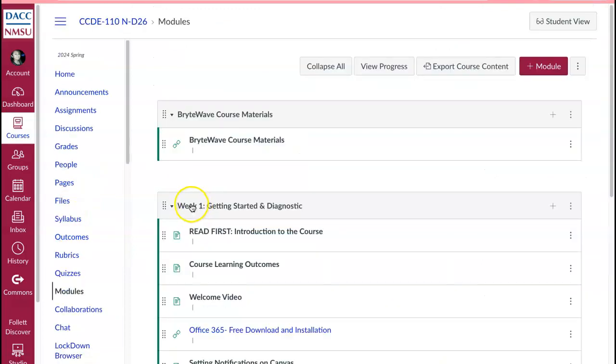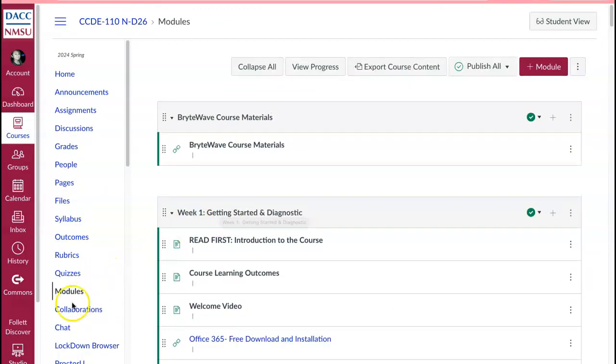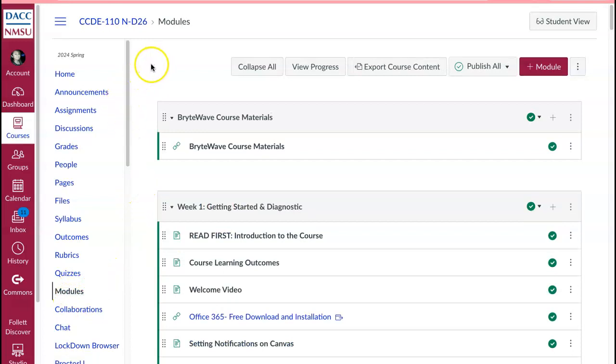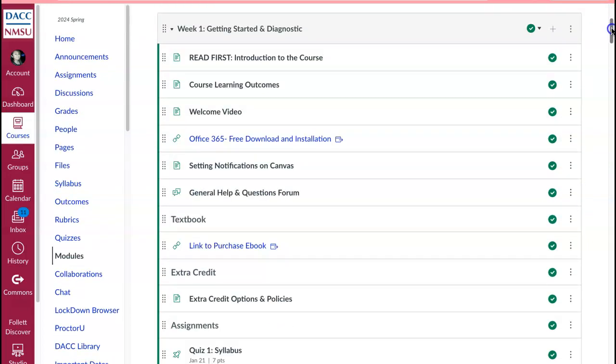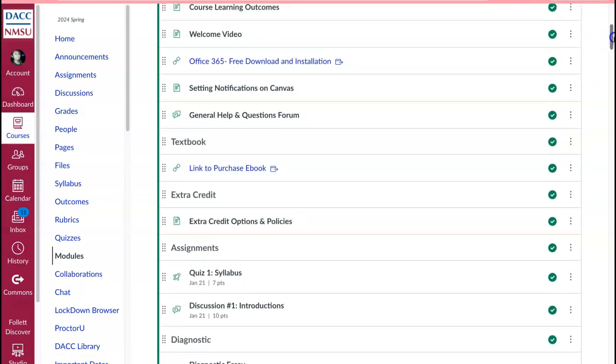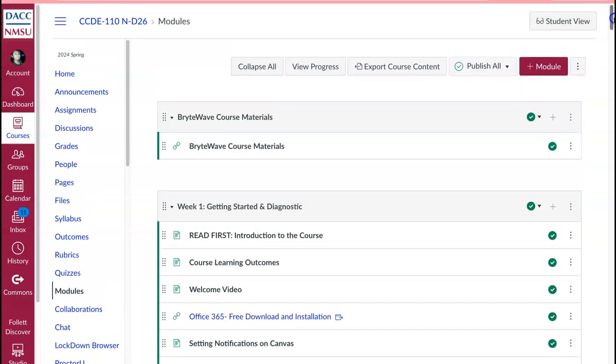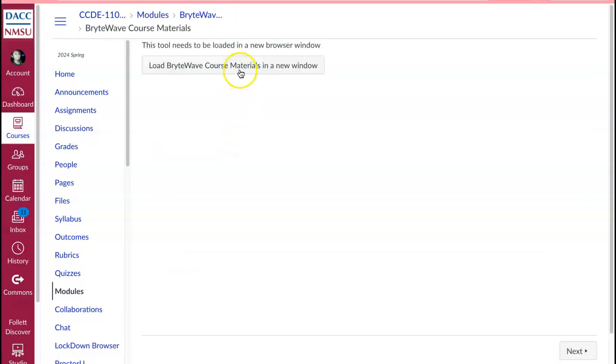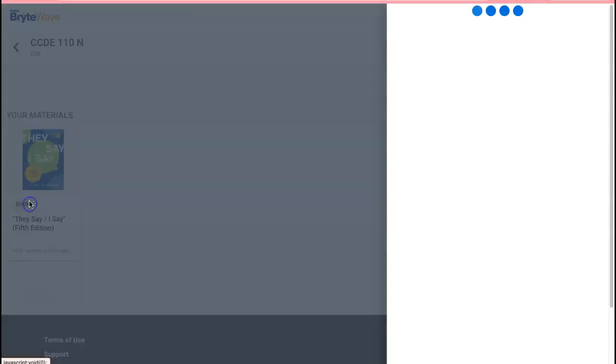If we look at the very first module, you can go to modules, or you can click on Start Here in the home page, and it'll take you to the first module. So if you look here, I do have a link to purchase the ebook. So you can go ahead and go to that link. Also, if you do purchase the ebook, you're going to be able to access it through Brightwave. So all you need to do is click on Brightwave, and then the book is going to pop up, and that is how you're going to read the book. So you go ahead and you click on the book, and then you click on Read Now.